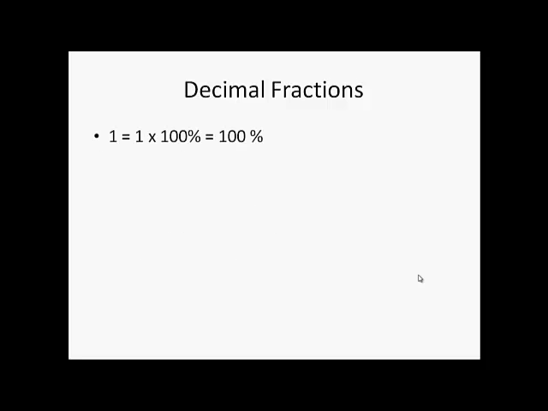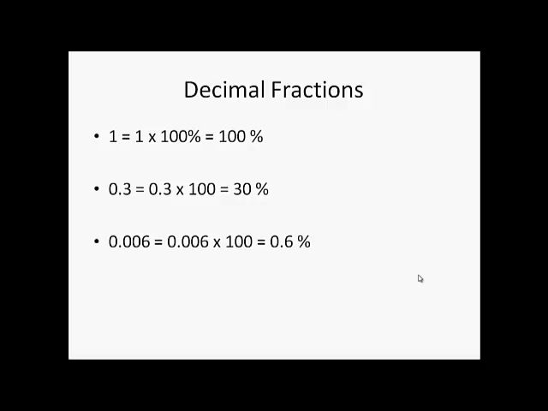So 1 is 1 into 100%, which is 100%. So 0.3 is 0.3 into 100, which is 30%. 0.006 is 0.006 into 100, which is 0.6%. So 0.006 of something is nothing but 0.6% of the same number and vice versa.